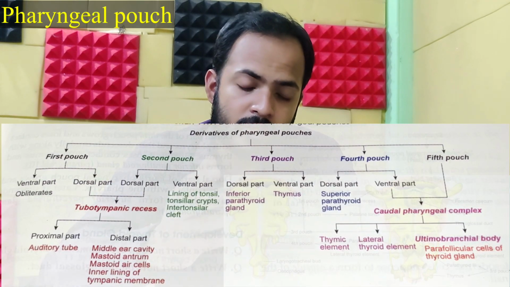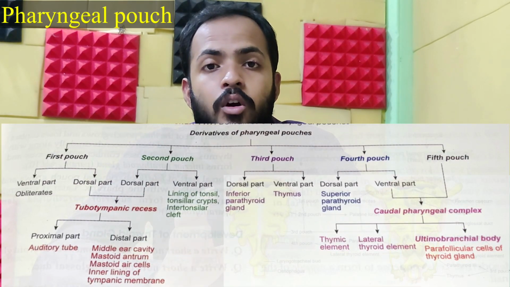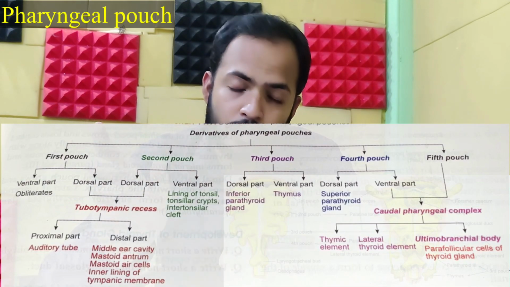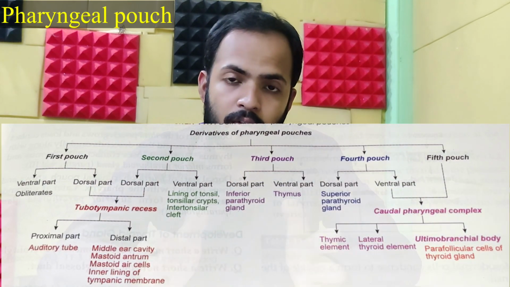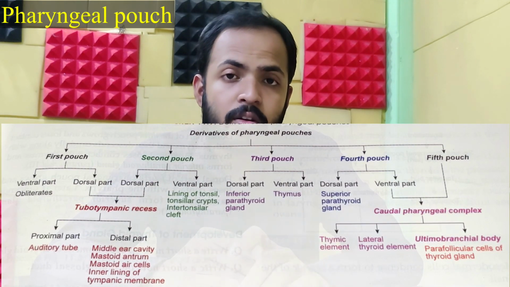Caudal means it remains a little bit downward. Cranial, caudal. Okay, so the caudal pharyngeal complex. Now from this entire caudal pharyngeal complex, which is also known as the ultimobranchial body, we are getting thymus elements, then lateral thyroid elements, and parafollicular cells of the thyroid gland.